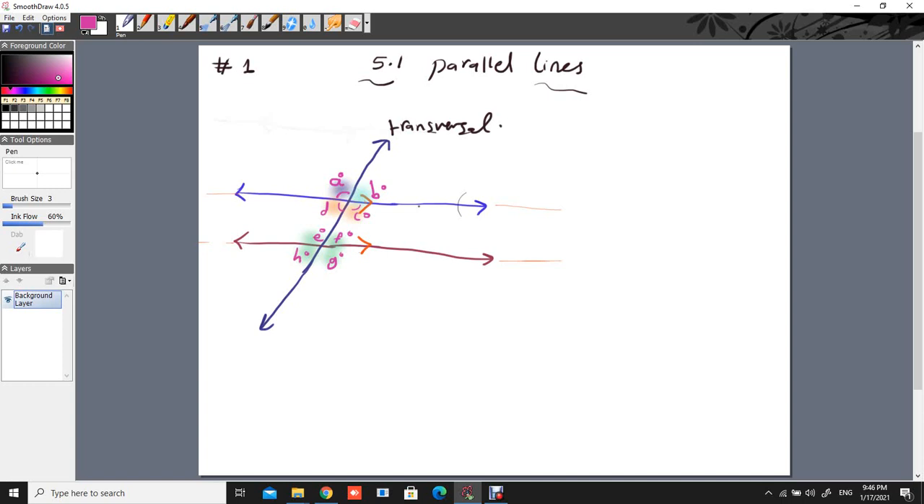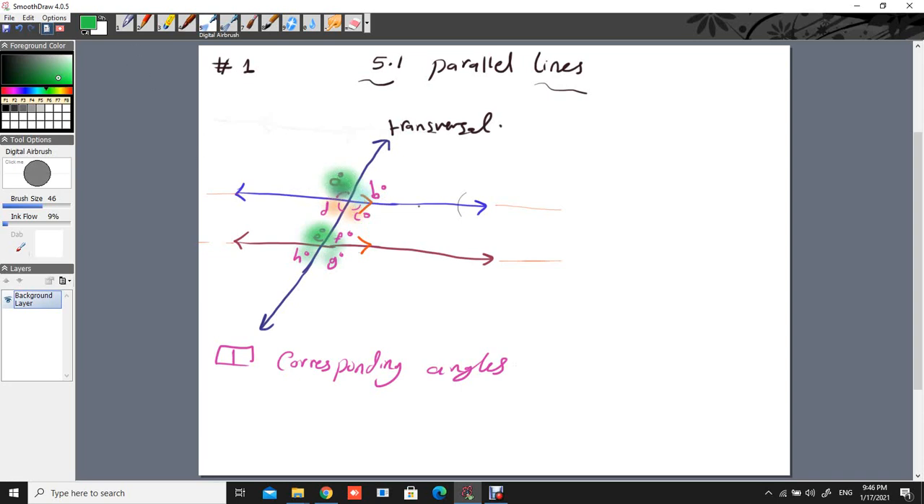Now we have three kinds. The first kind is corresponding angles. What do I mean by corresponding angles? Look, if you look at A and E, any corresponding angles must be located on the same side. So here E and A are on the same side.